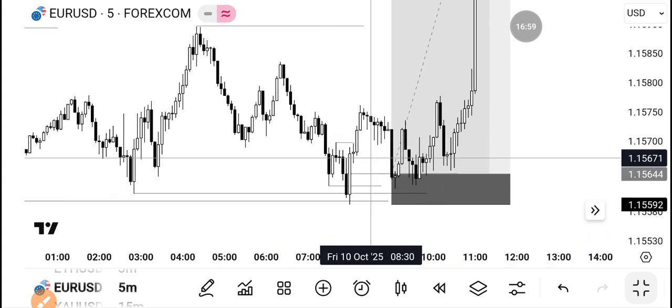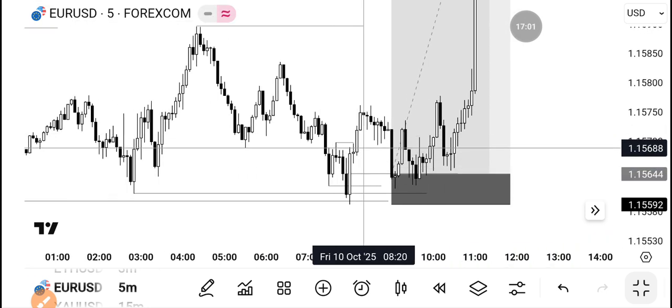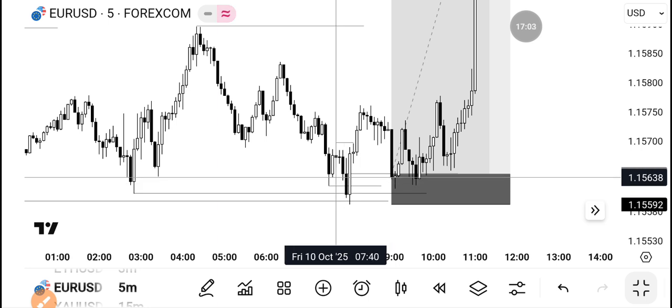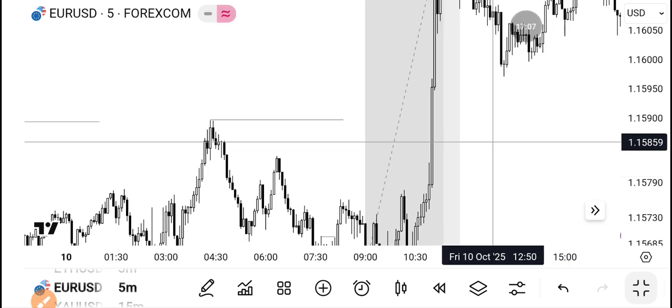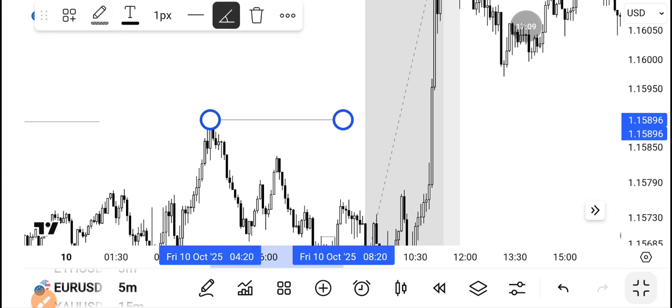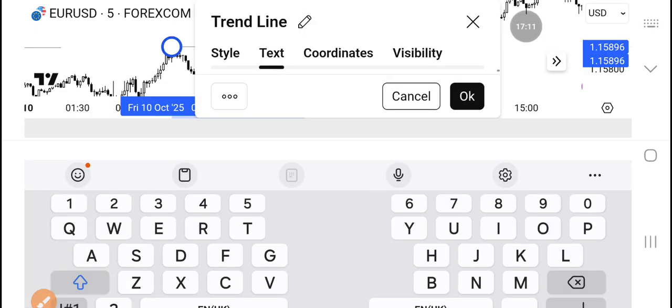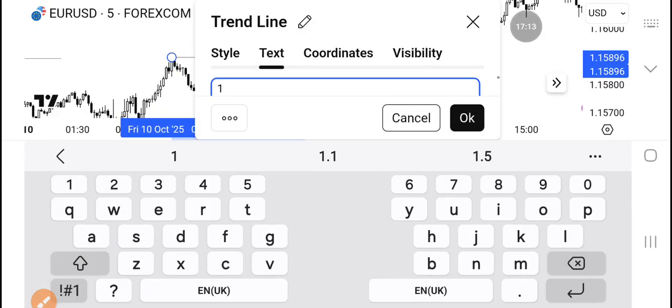Wait for change in state of delivery, retracement to the key level, forming an entry for us, and expansion to the high. First of all, the 1 a.m. high should be your first target. That's the 1 a.m. high.